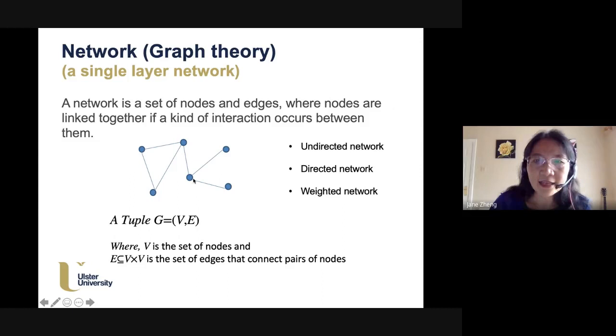And those connections can be different. It can be undirected and it can be directed. And you can also add some weight to that. So the network could be an undirected network, a directed network, or a weighted network. And then how to decide if two nodes are connected or not, there are different methods to do that, and we will mention some of that later.